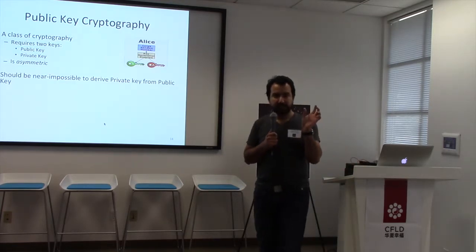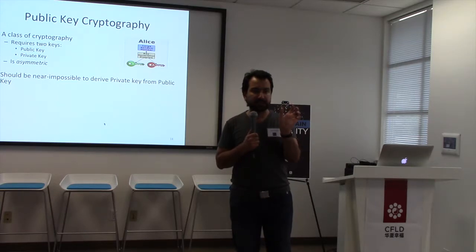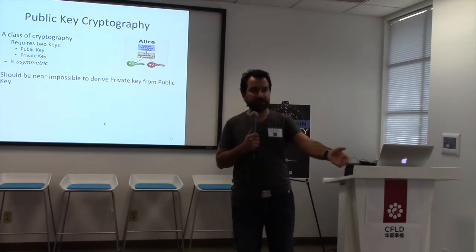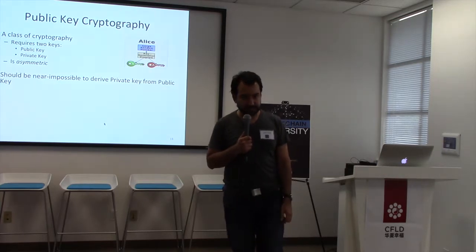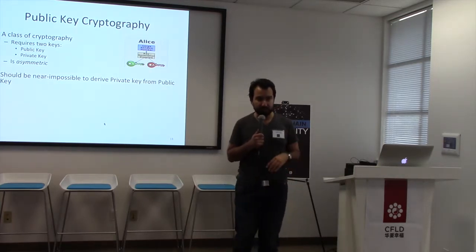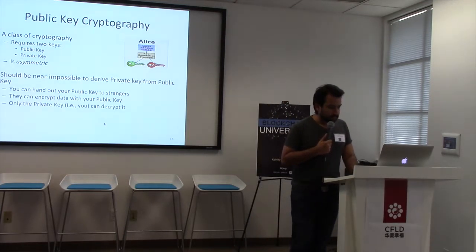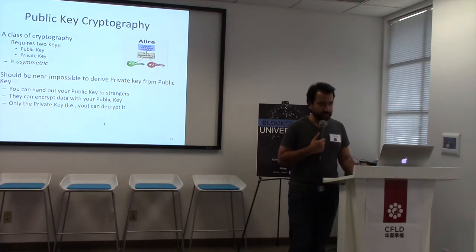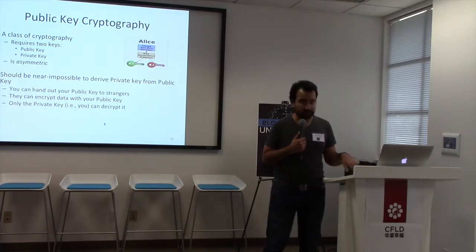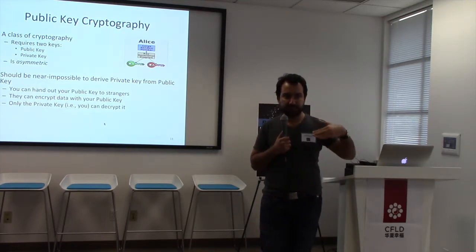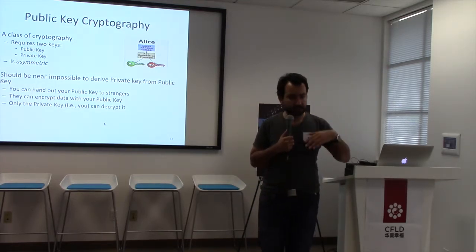That property, that it is near impossible to derive the private key from the public key that I gave to everyone, it is essential in this. If you are able to break that, you break public key cryptography. And that has not yet occurred. So you can hand this public key to strangers, they can encrypt data with your public key, but only you can decrypt it because only you have the private key. Okay?